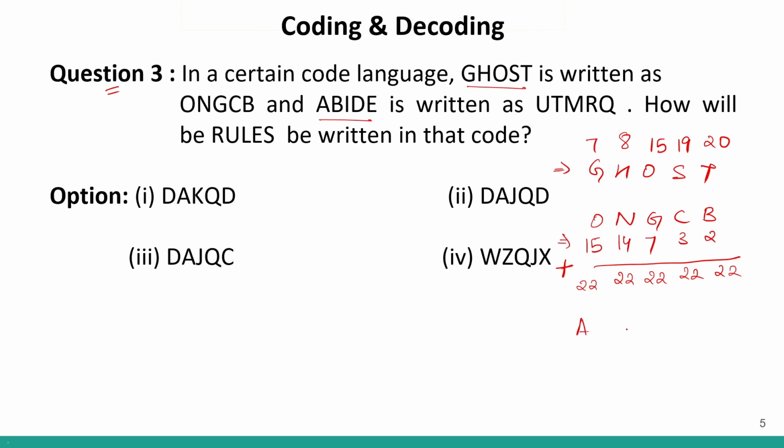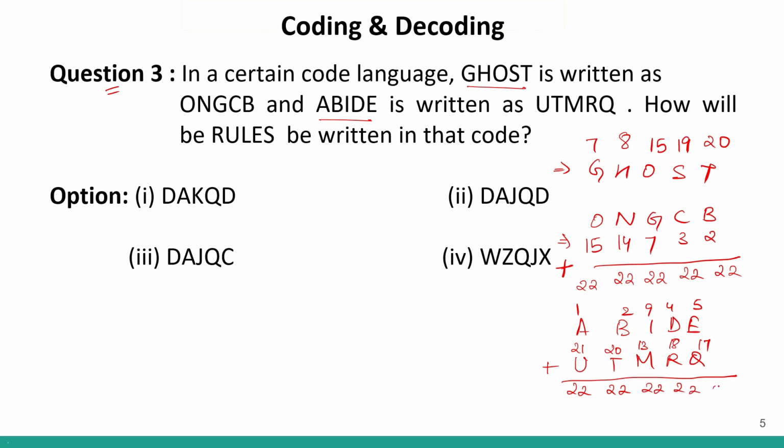So let us check if it is true for ABIDE as well. For ABIDE, the forward ranks will be 1, 2, 9, 4, 5. The coded letters: U is 21, T is 20, M is 13, R is 18, and Q is 17. So if I add the forward ranks, 1 plus 21 is 22. 2 plus 20 is 22. 9 plus 13 is 22. 4 plus 18 is again 22. And 5 plus 17 is 22. So the same logic is there for ABIDE as well. So we will do the same logic for RULES.